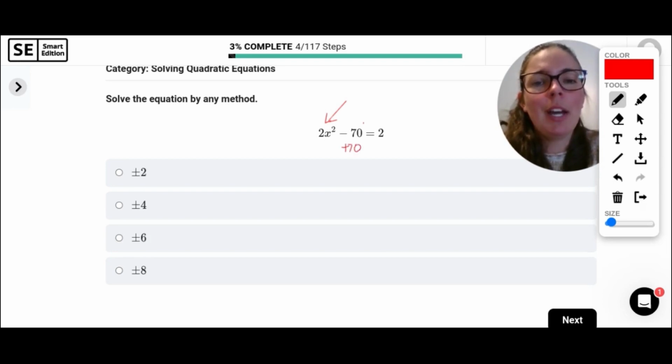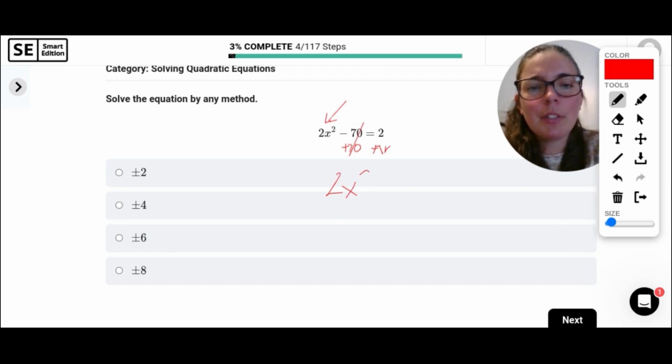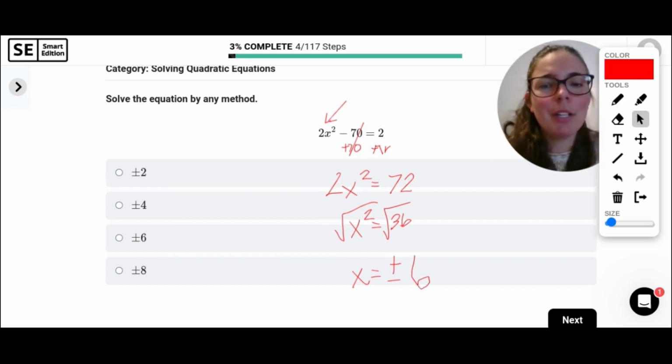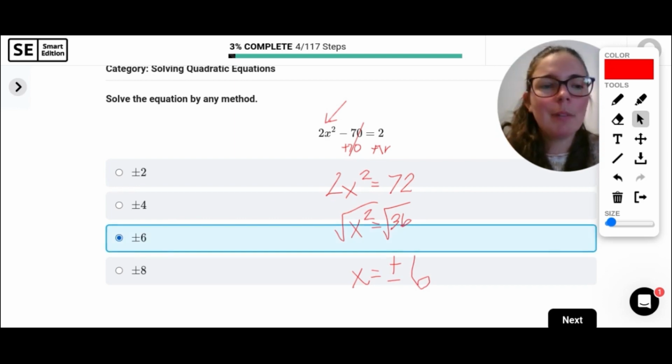So if we add 70 to both sides, that will help. So 2x squared equals 72. Now our next step would be to divide by 2, and we would find that x squared is equal to 36. And then from here, all I have to do is take the square root of both sides. And the square root of 36 is 6. And we have to just remember when we do quadratics, when we're solving square roots, we should have a plus or minus. So plus or minus 6 would be my solution.